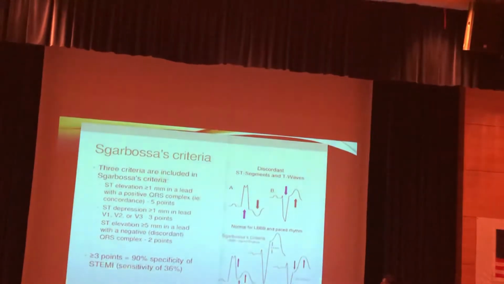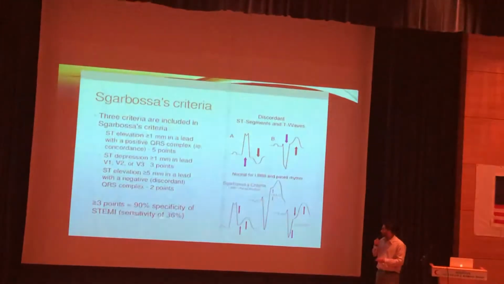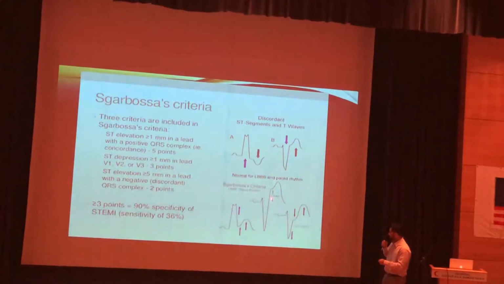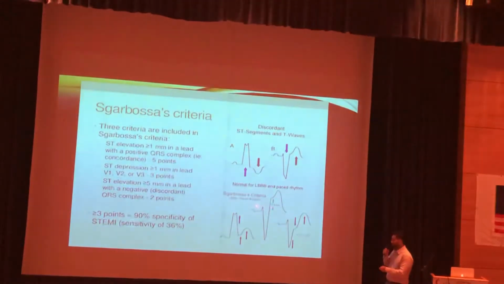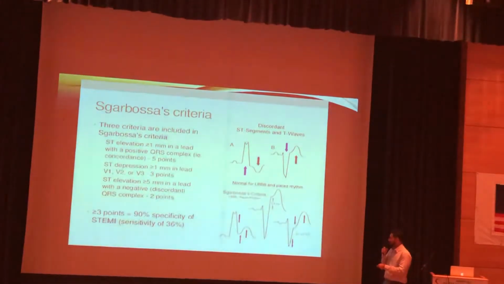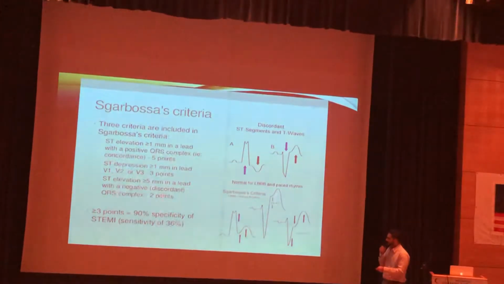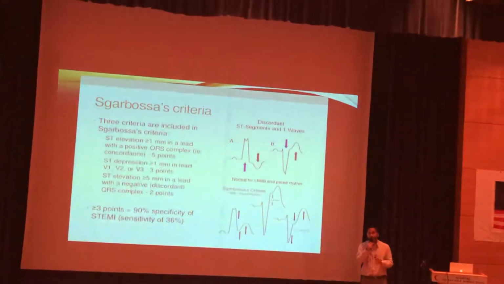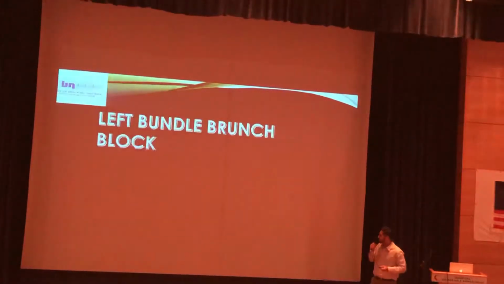This will produce 5 points. If there's ST depression, this one over here, ST depression 1 mm in leads V1 to V3, you get 3 points. If there's ST elevation in a discordant QRS complex, what does this mean? You look at the QRS, where it's going? Downwards. ST elevation, upwards. Opposite, right? You have this, you get 2 points. The moment you get 3 points and above, it confers 90% specificity. And you'll treat it as if it is the ST elevation MI. Treatment will still be similar.